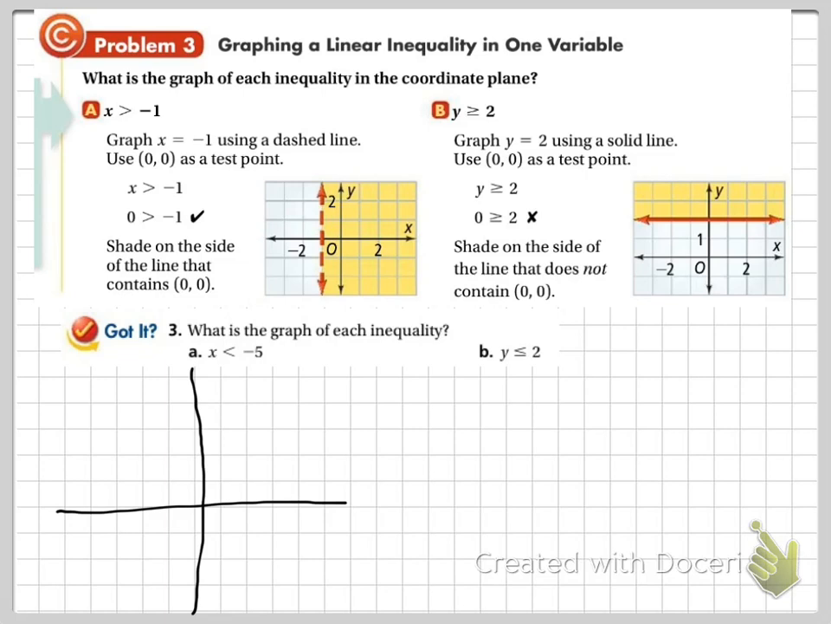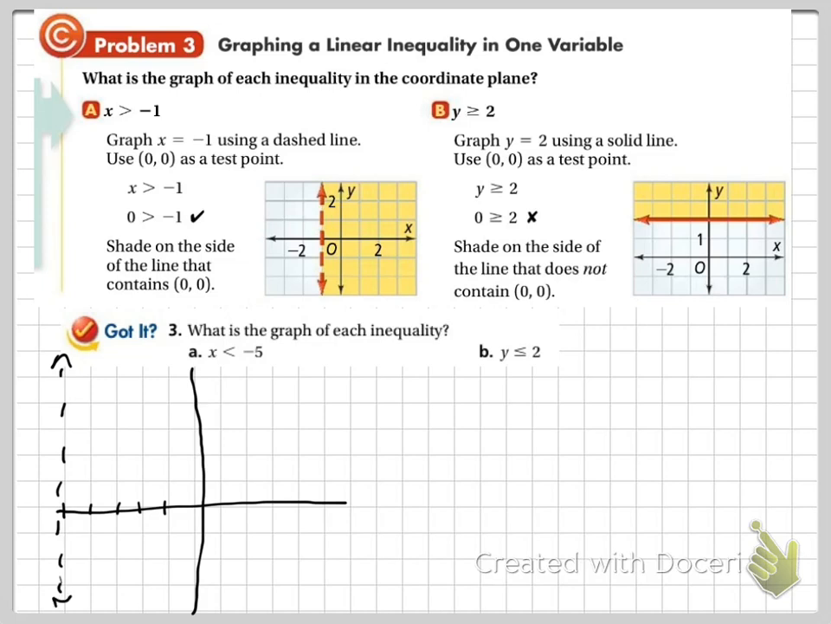And then we've got the inequality x is less than -5. So I'm going to go to -5: 1, 2, 3, 4, 5. And that's where I'm going to draw my line. Looking at our symbol, this is a dotted line. So I'm going to put a dotted line across the axes.